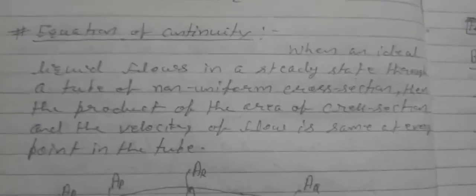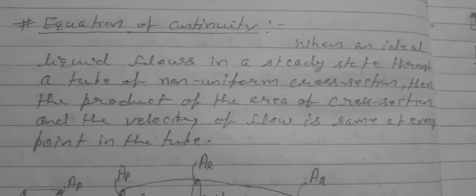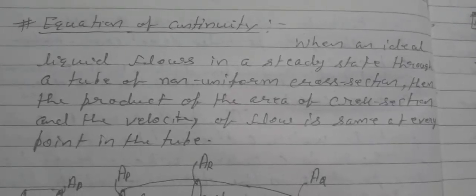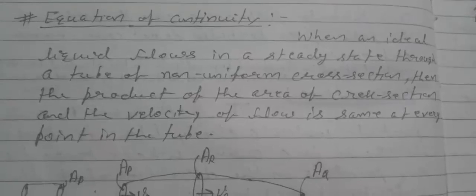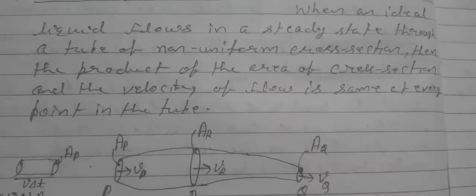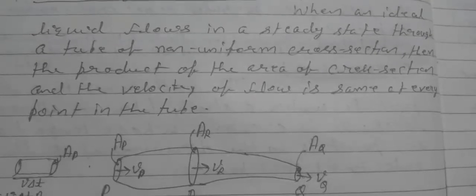Ideal liquid. A liquid which is incompressible, non-viscous and isotropic is called an ideal liquid. Equation of continuity. When an ideal liquid flows in a steady state through a tube of non-uniform cross-section, then the product of the area of cross-section and the velocity of flow is the same at every point in the tube.